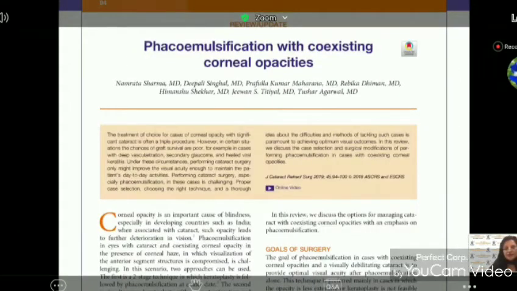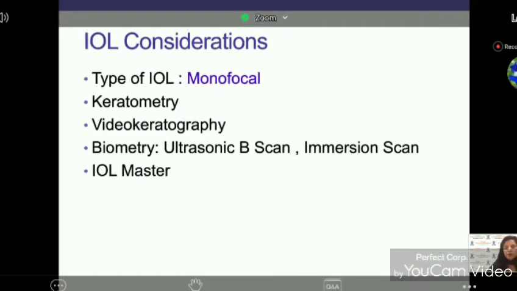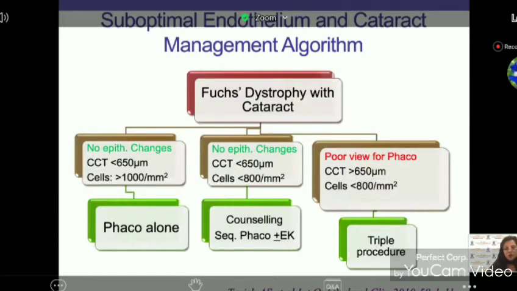This is a review article that we did for the Journal of Cataract and Refractive Surgery, which summarizes, in fact, everything that I would be talking to you about. We prefer to use in these cases the monofocal intraocular lens. The keratometry is generally taken as standard, and the biometry can be done with the help of ultrasonic B scan or with the help of the motion scan. IOL Master is often not possible in these cases because of the corneal haze.